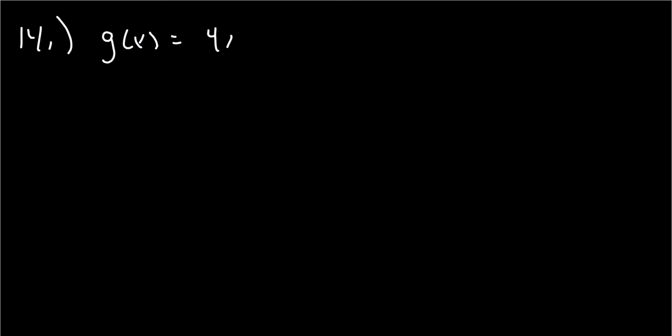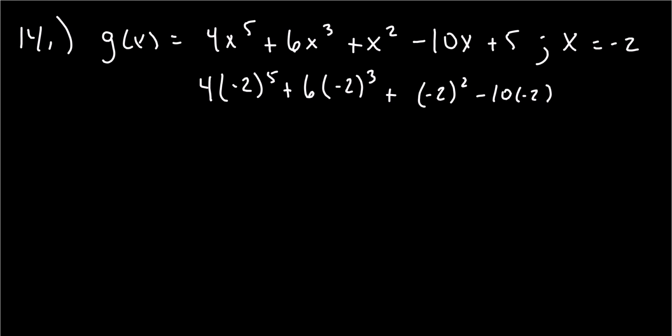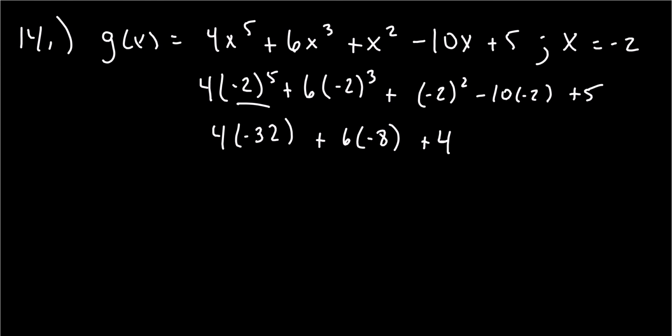g of x equals 4x to the 5th plus 6x cubed plus x squared minus 10x plus 5, where x equals negative 2. So I put 4 instead of x, I put negative 2 to the 5th, plus 6 instead of x, I put negative 2 to the 3rd, plus instead of x, I put negative 2 squared, minus 10 times negative 2, plus 5. Negative 2 to the 5th is negative 32, so it's 4 times negative 32, plus 6 times negative 8, plus 4, plus 20, plus 5.